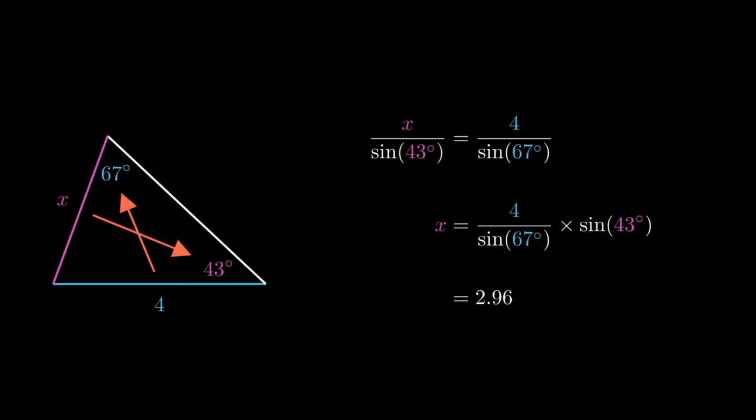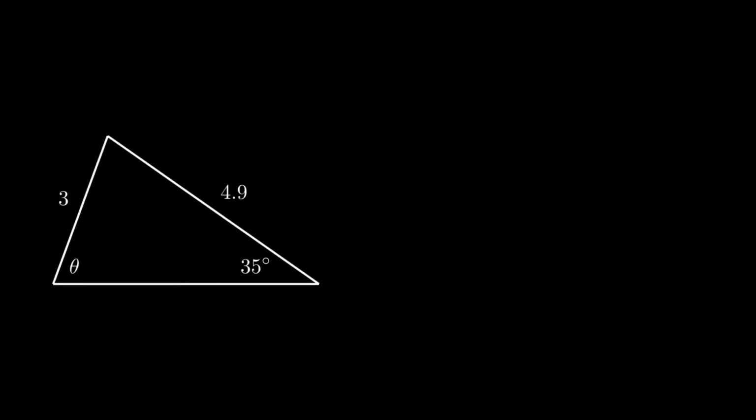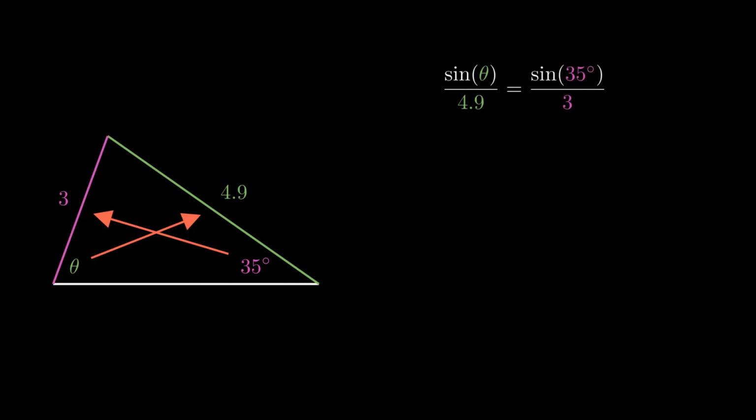To finish, we'll do an example of finding an angle. So here's another triangle, and this time we want to find the angle theta. So it must be compared with its opposite side. Hopefully we're getting the hang of this now, the 4.9 here. So we can form a fraction with sine theta over 4.9. This time, we're putting the angle on top because we want to work out an angle. Okay, so that just makes the equation a little bit simpler to solve. Then the other comparison can be made between the 35-degree angle and its opposite side, the 3. So we put sine 35 degrees over 3 on the right.